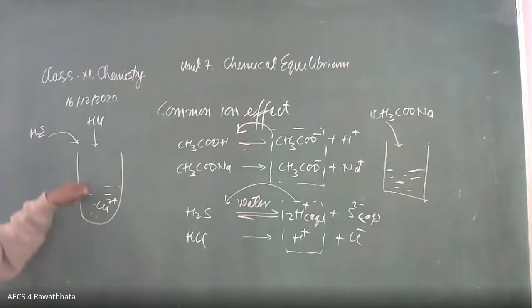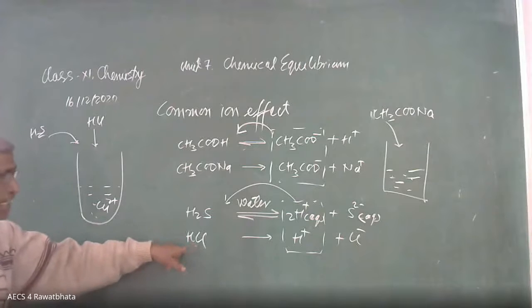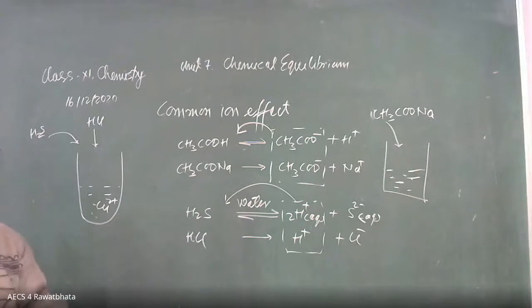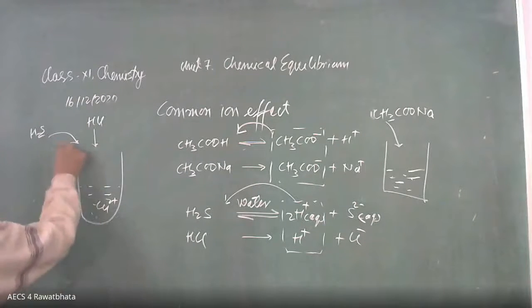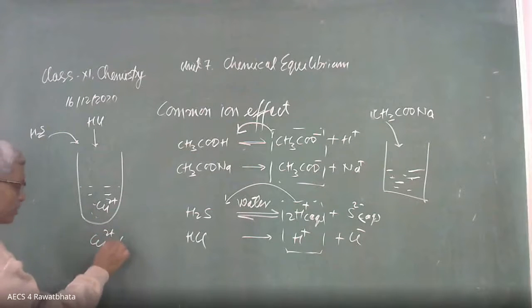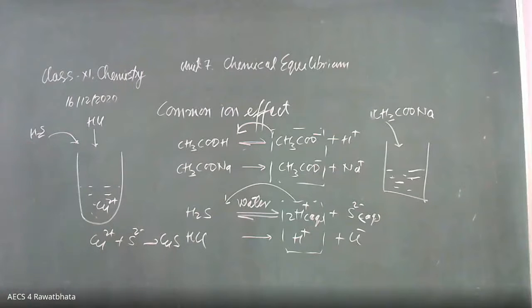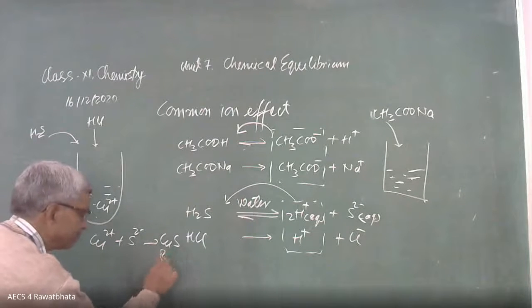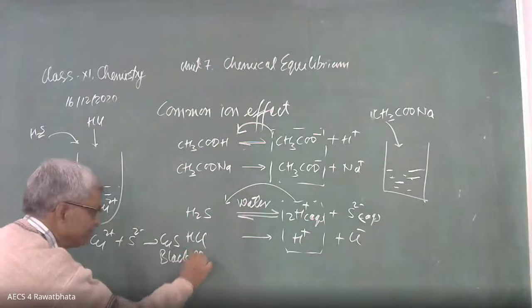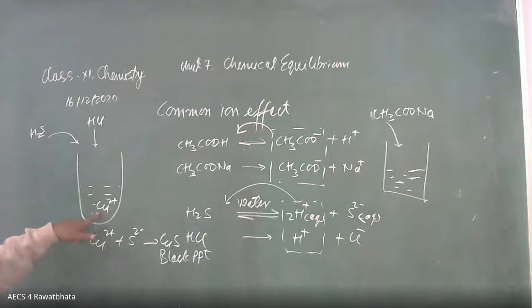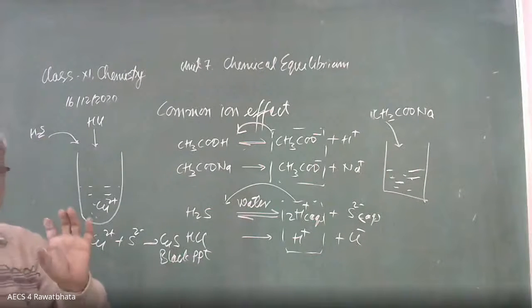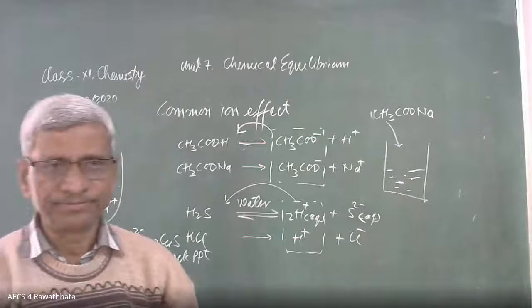Why is HCl added first? When HCl is already there, then it will check the ionization of H2S. H2S is not going to ionize to a greater extent. So this provides sulfide ion in the solution after dissolution. Then the reaction is like this: Cu2 positive plus S2 minus gives CuS, copper sulfide, which is a black precipitate. Means if copper ion is present in the solution, we add HCl, then H2S, we'll get the black precipitate, which shows that copper ion is present in the solution.